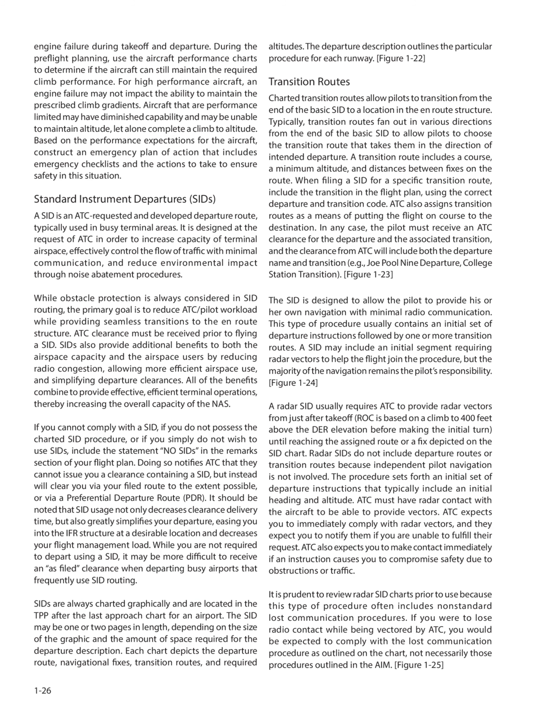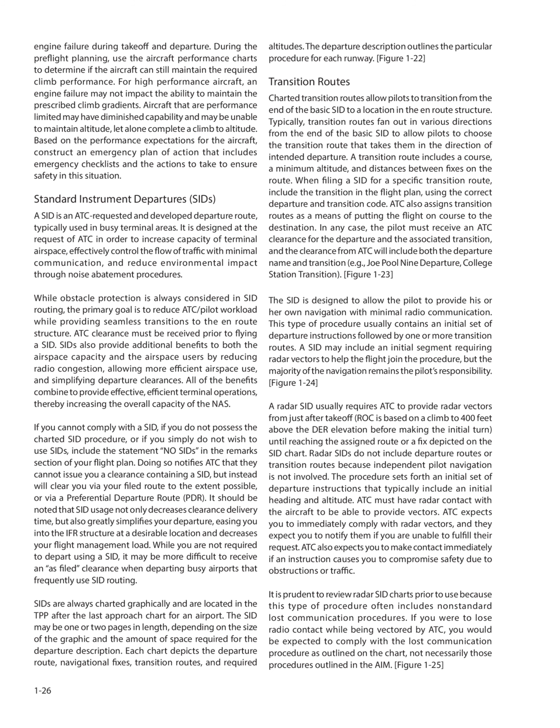SIDs are always charted graphically, and are located in the TPP after the last approach chart for an airport. The SID may be 1 or 2 pages in length, depending on the size of the graphic and the amount of space required for the departure description. Each chart depicts the departure route, navigational fixes, transition routes, and required altitudes. The departure description outlines the particular procedure for each runway. Figure 122, Transition Routes.